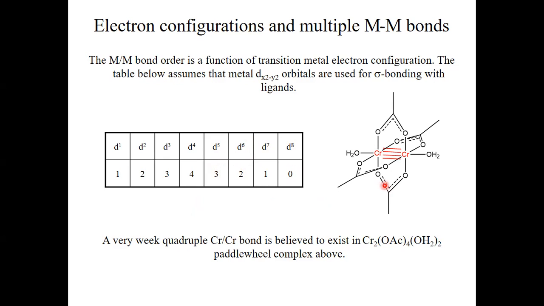Now when you look at this example, you see that this complex has a chromium-chromium triple bond. According to that, the chromium would have a d2 electron configuration. And when it has a d2 electron configuration, it would have the oxidation state +2.